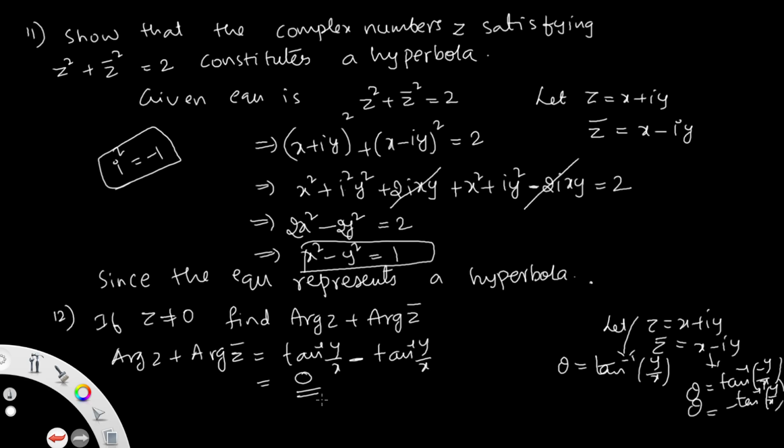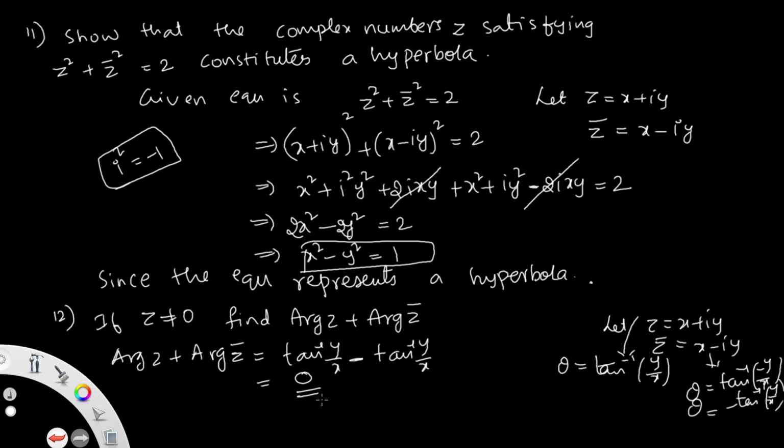Argument means the angle made by the complex number with the direction of the x-axis. That is tan theta equal to y by x, so theta equal to tan inverse y by x for z equal to x plus iy. Similarly, z bar is x minus iy, which gives tan inverse of minus y by x, in the form of tan inverse of minus x, so we write it as minus tan inverse y by x. Then substituting, the argument of z plus the argument of z bar is tan inverse of y by x minus tan inverse of y by x, which becomes 0.